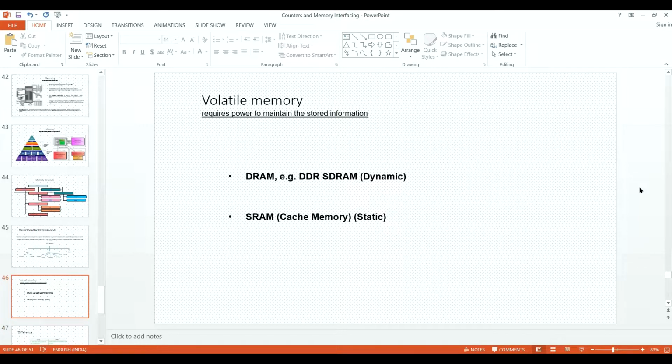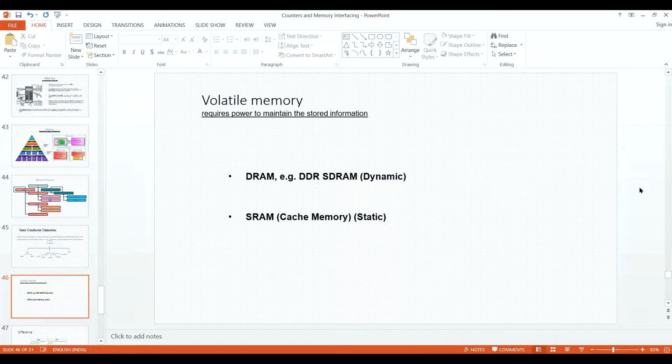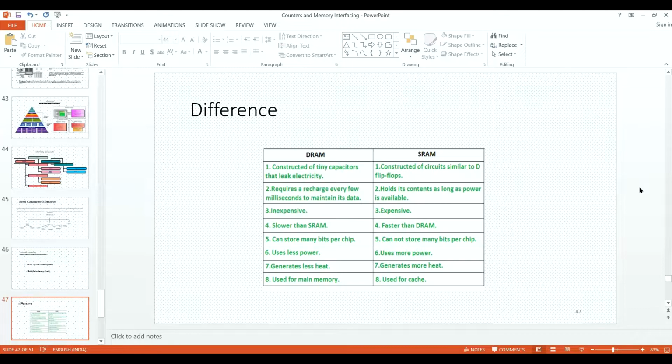Then we have volatile memory. Yes, it requires power to store information, like DRAM, DDR, SDRAM, which is dynamic in nature. SRAM is basically cache memory. You can check what the maximum value of cache memory we use is. It is nearly 10 MB. To the best of my knowledge, if you know of more cache memory, you can write it in the comment section, but up to my knowledge, it is available till 10 MB.